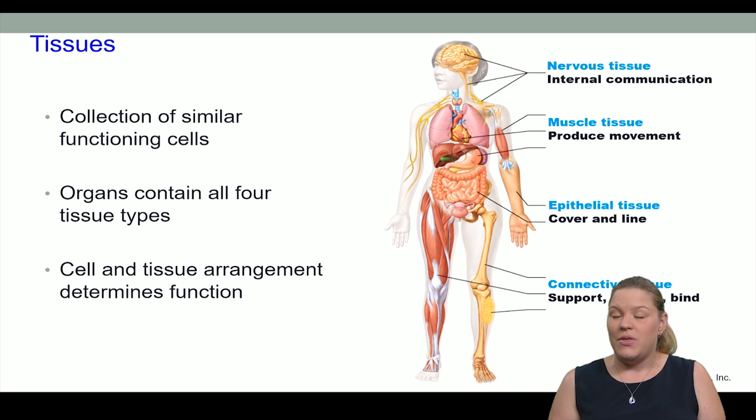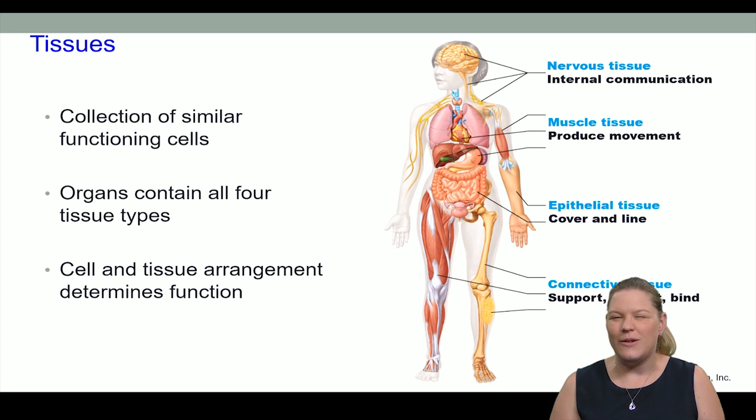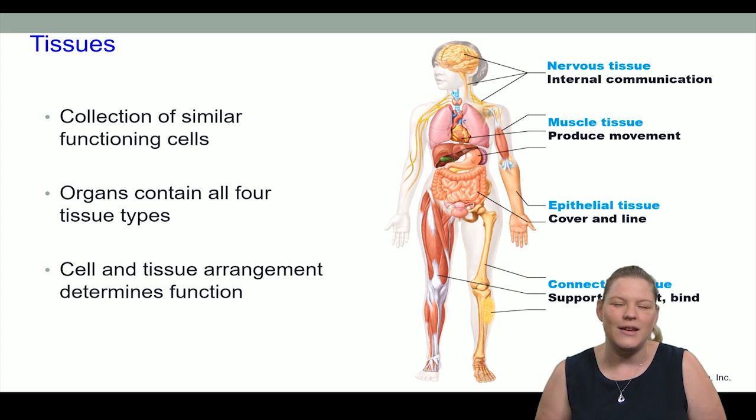We also have epithelial tissue, which generally covers and lines our body cavities and is involved in functions like absorption and secretion. And finally, we have connective tissue, which supports our body, it protects our body, and it binds structures together. So that's a very, very general overview of what those 4 tissue types do, but it is much more complicated than that, or I should say they have a lot more functions than that.